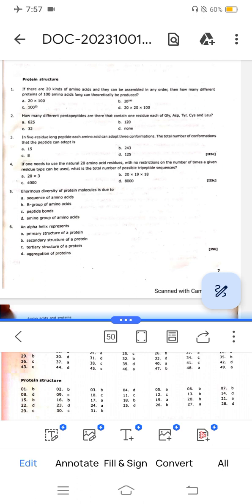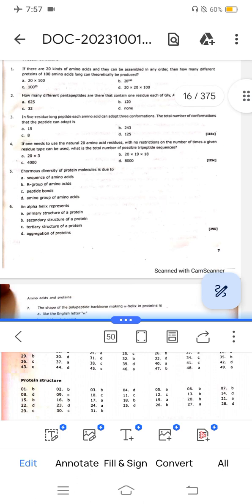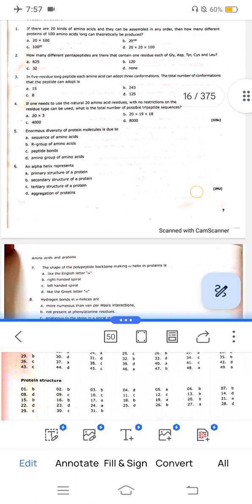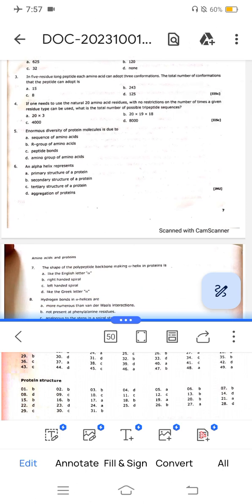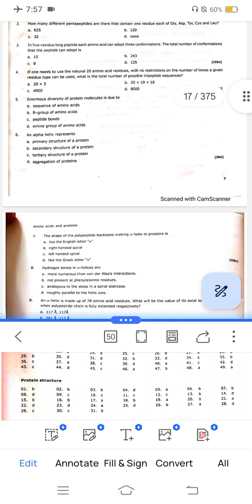8,000. Okay. Then the enormous diversity of protein molecules is due to, what is the reason? The sequence of amino acids, not because of the R group of amino acids, not because of peptide bonds, not because of the amino group of amino acids, just because of the sequence of amino acids. And an alpha helix represents the secondary structure of a protein. You know that it is the secondary structure of a protein.